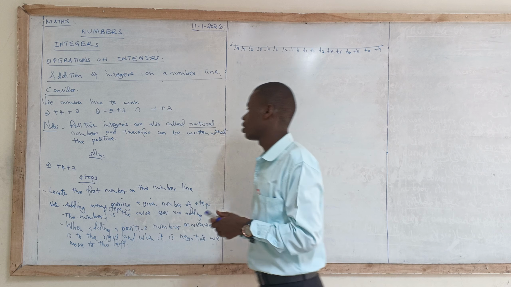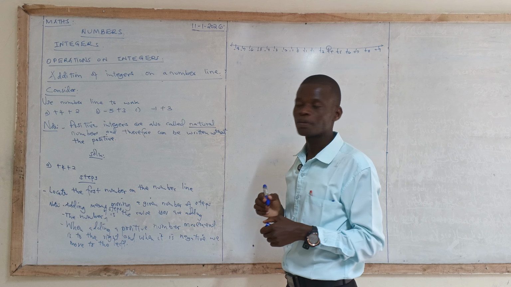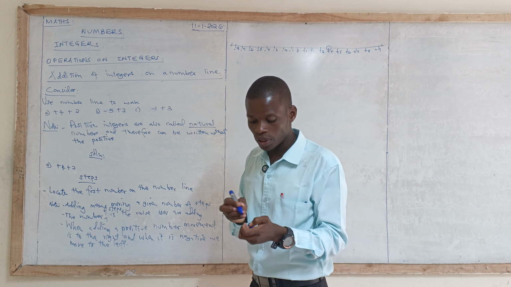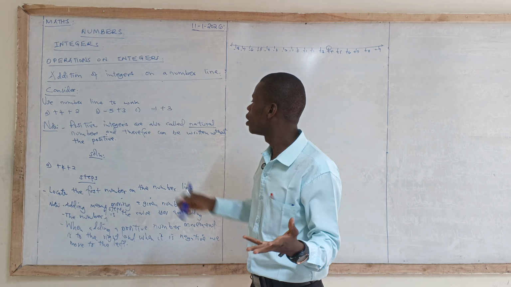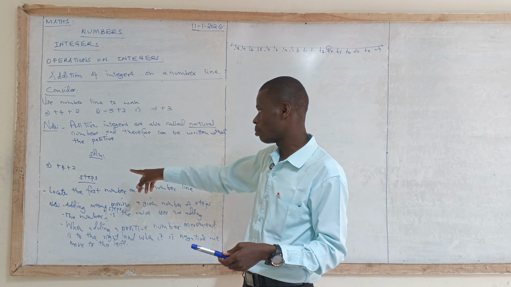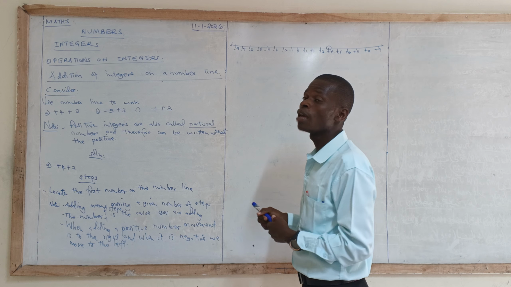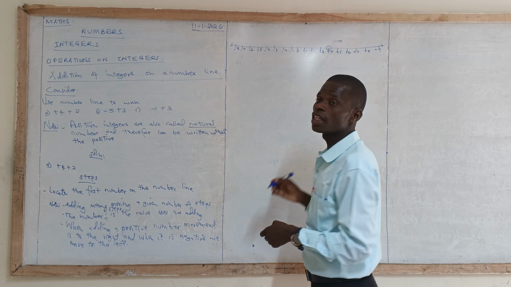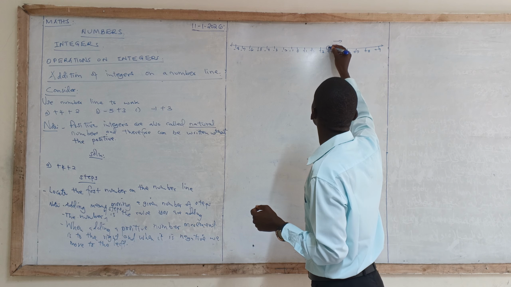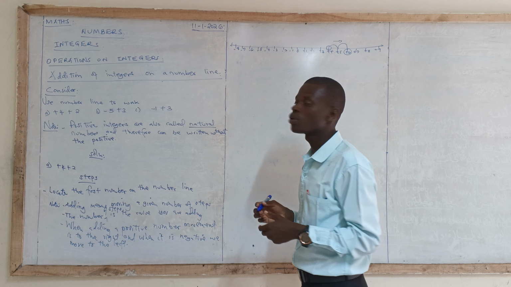Locate the first number, which is positive 4. Positive 4, it is here on the number line. So we are adding 2, and we say that positive values are also called natural numbers. Positive integers are also called natural numbers that can be written without the positive sign. So meaning that we are adding positive 2. If you are adding positive 2, what do I mean? I move to the right. Indicate using your direction. Move to the right. How many steps? 2 steps to the right. So we have 1, 2. So we are landing at positive 6.